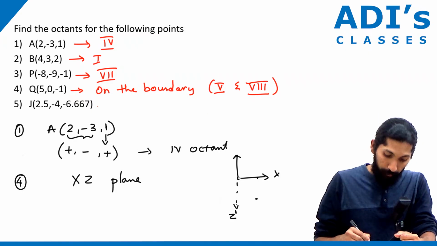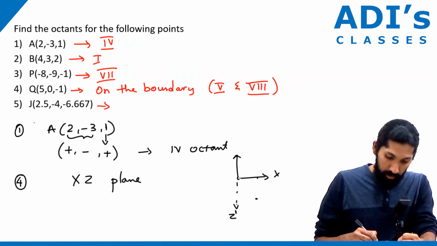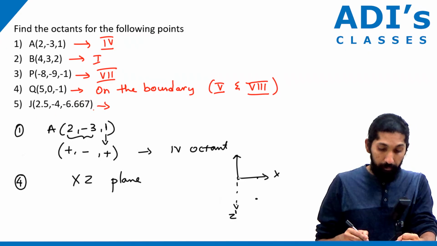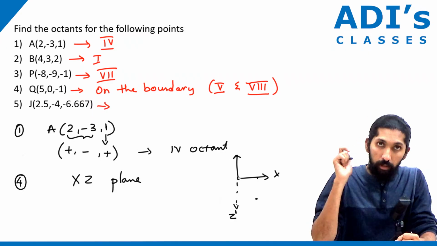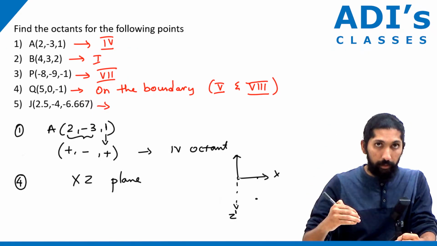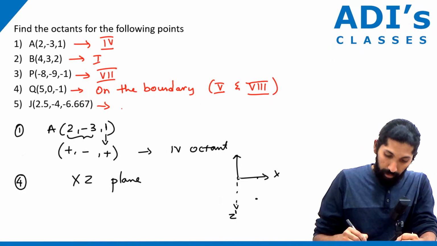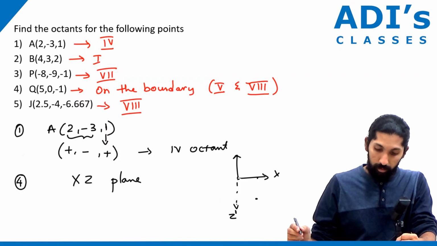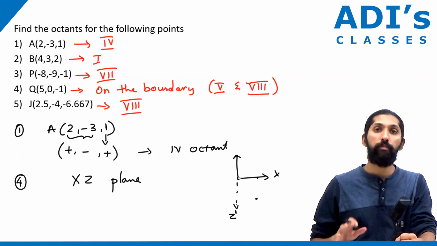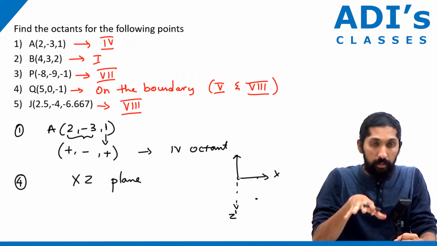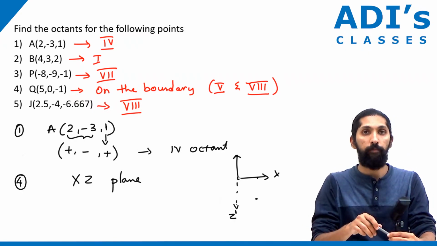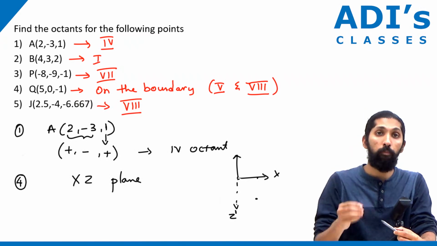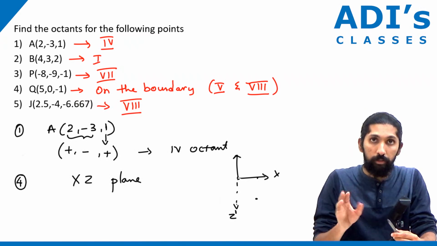So the last one, the 5th one. This is plus, minus, and minus. Plus, minus is the 4th quadrant, but with the z negative, so this is going to be the 8th octant. These are the answers for these 5 questions. Fair enough? In the next video, we'll discuss a few more topics related to 3D geometry.